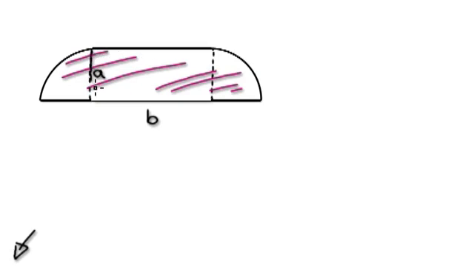Okay, the shape is quite complicated, so split it up into easy parts. Here the area of the rectangle would be A times B. So the area is AB, because you get the height and then you times by the length. That's the rectangle done. That's quite simple.